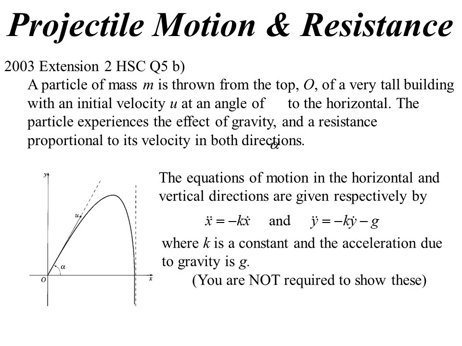A particle of mass m is thrown from the top of a very tall building, with an initial velocity, standard sort of stuff. But it experiences a resistance proportional to its velocity in both directions. Thus, our equations of motion, they gave them to us. In the horizontal direction it'll be minus k times the velocity, and in the y direction it'll also be minus k times the velocity, but minus g as well. K is a constant, and so on.